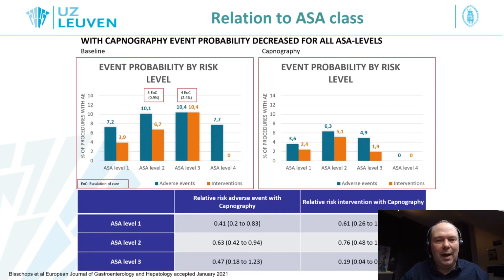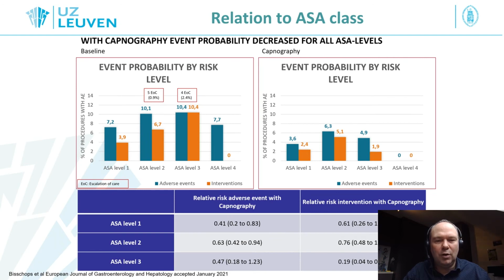And then if we look at the ASA level of the patient, maybe a little bit to our surprise, patients with ASA-1 and ASA-2 levels also experience a significant amount of adverse events without capnography, here in the standard of care arm. And actually this was quite comparable to ASA level 3. And you can see again, looking at the blue bars, that this was significantly reduced after introduction of capnography.